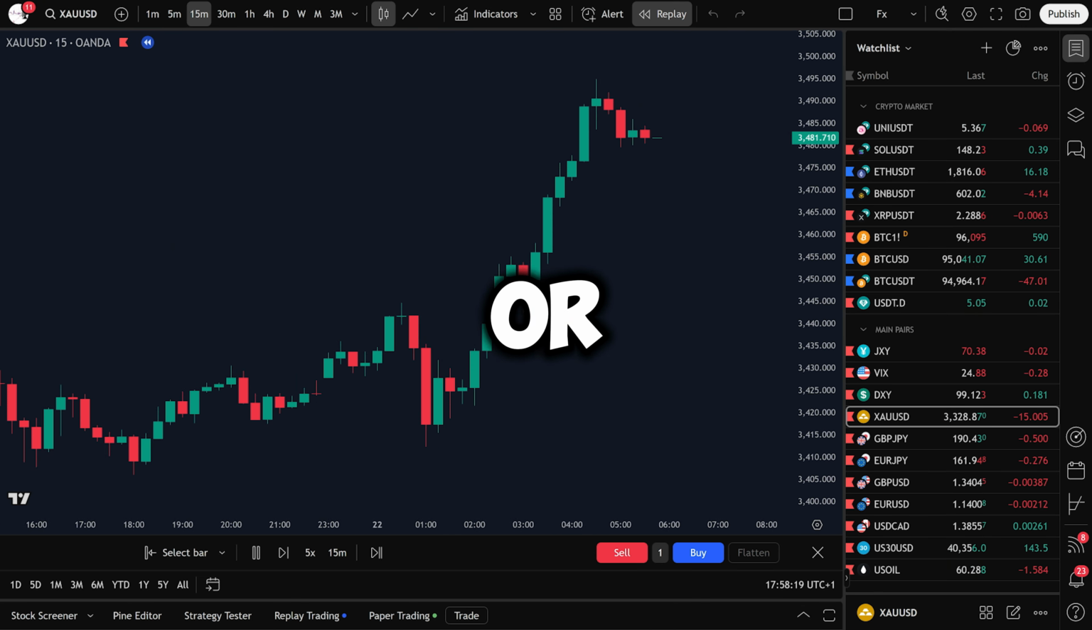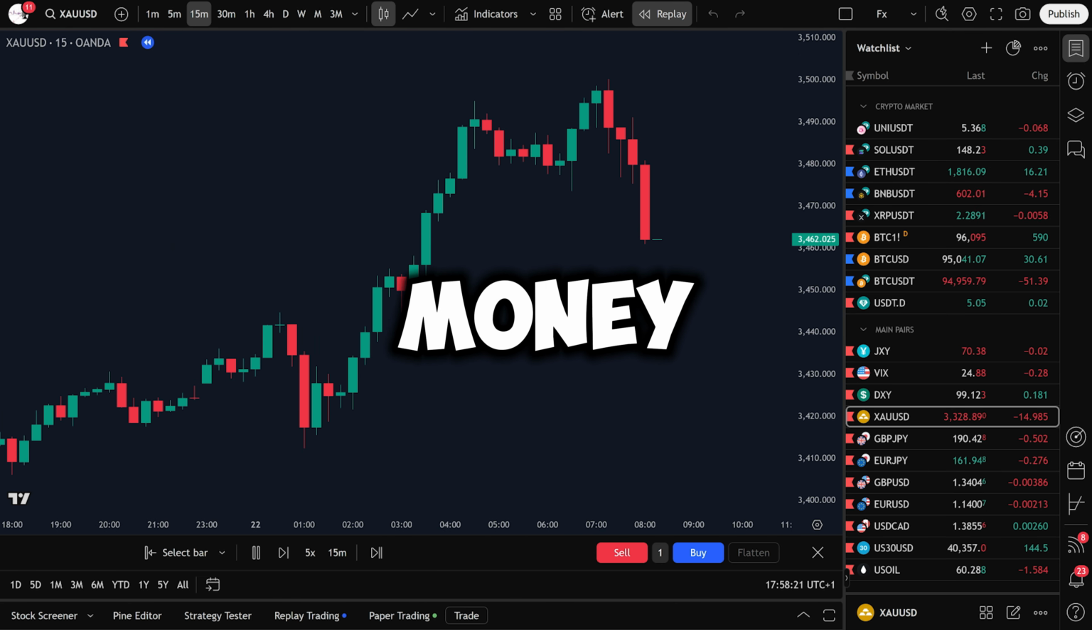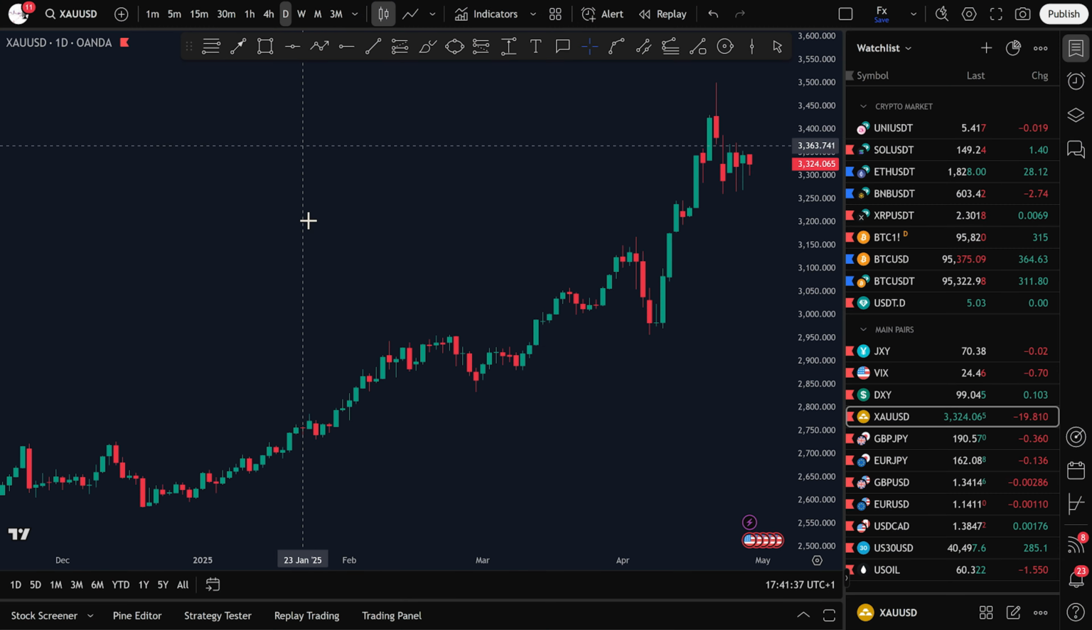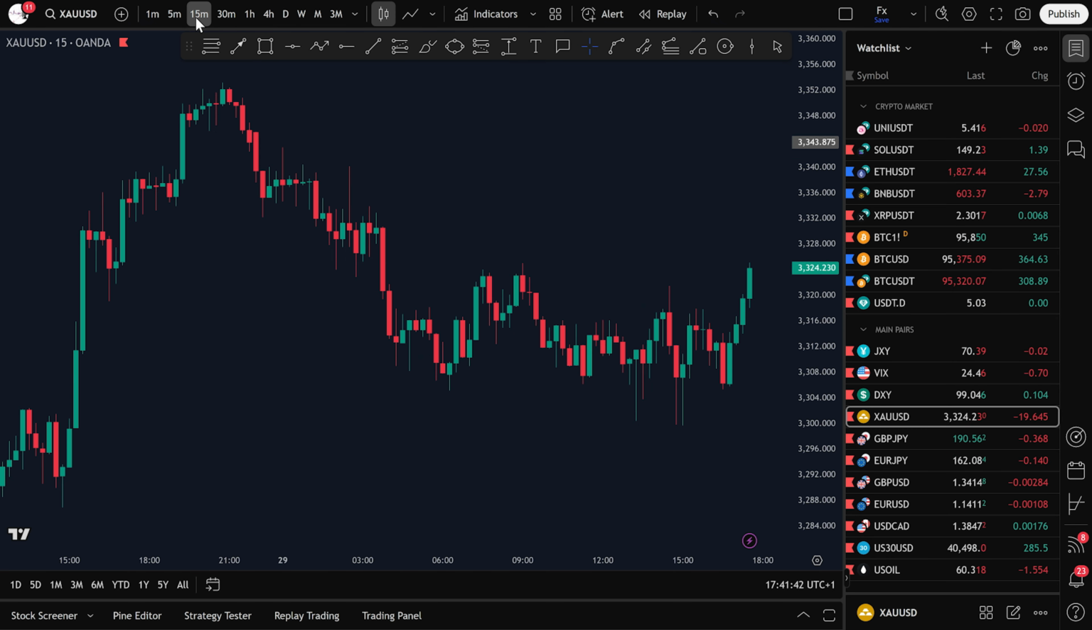If you're a beginner or just want to practice without using real money, paper trading is the perfect way to build your skills. For this tutorial, we're going to start by selecting the 15-minute time frame. Our trading asset will be gold US dollar. So first, make sure you select gold and set your chart to the 15-minute time frame.